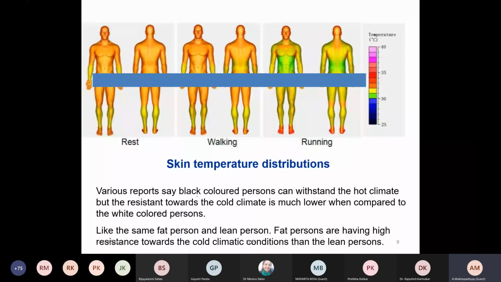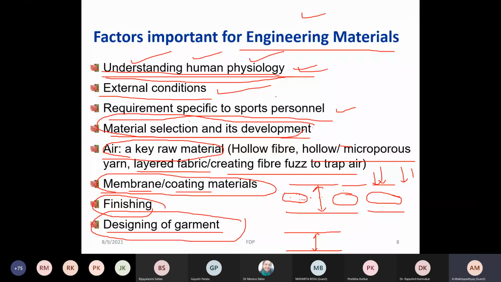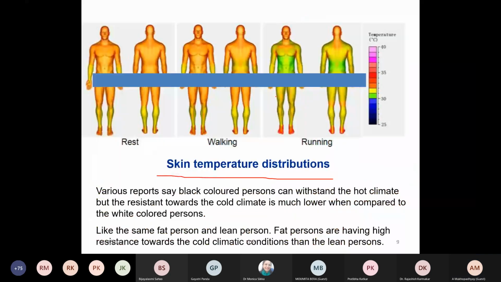Now, if you see the skin temperature distribution, because I am just moving to the first thing, that is understanding human physiology, but I will not cover this in detail. Only a limited slide to show you on these particular aspects. Like skin temperature distribution, the unique thing is that skin temperature distribution in rest, walking and running condition is not the same. At certain places the temperature level will be higher, at certain places it is less.